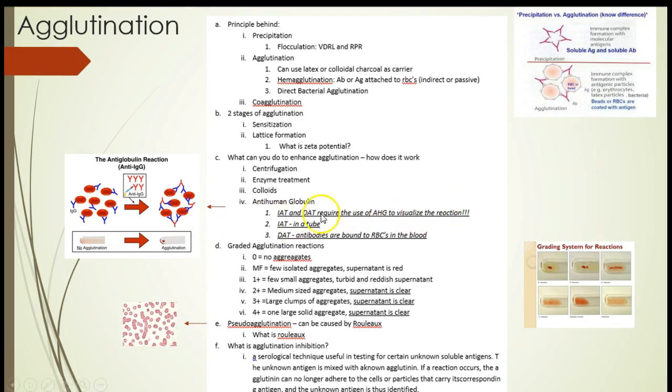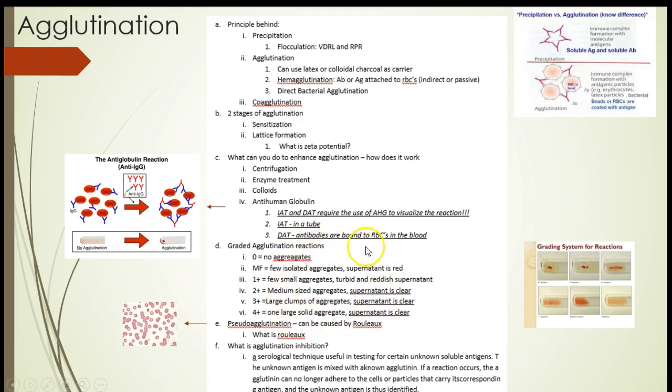Know the difference between IAT and DAT. Indirect antiglobulin tests and direct antiglobulin tests both require anti-human globulin. But IAT happens in a test tube, and DAT is where the antibodies are already bound to the RBCs in the blood in the body.